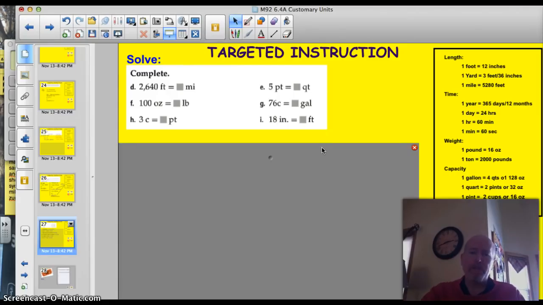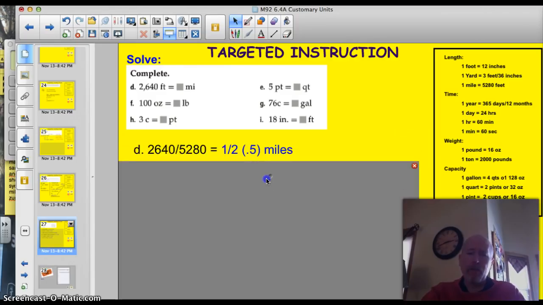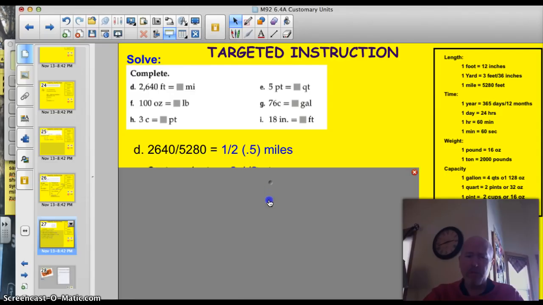All right. Let's see how you did. The first one, D. Well, 2,640 feet equals how many miles? Well, 2,640 feet divided by 5,280 feet in a mile gives you 1/2. You also could have looked at that and said, well, this times 2 is going to be a mile, so this must be 1/2 mile. A couple of different ways to solve that one.